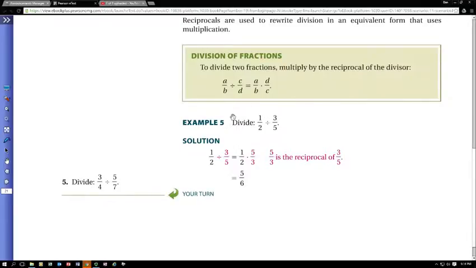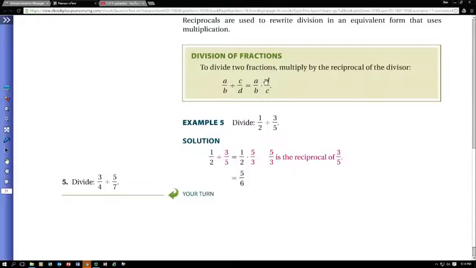Okay? So in these words of division, quotient means the answer to a division, right? The dividend is the first part, and it's divided by the divisor. That's this word divisor. So I need to take the reciprocal of just the divisor, the number it's being divided by, this fraction, and change it to its reciprocal and multiply.